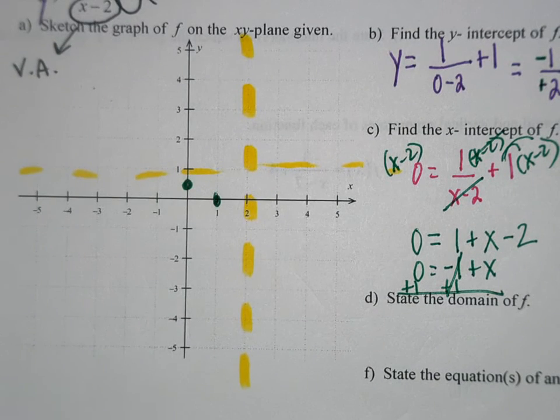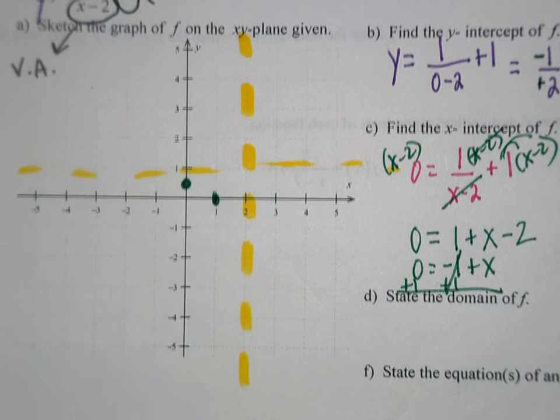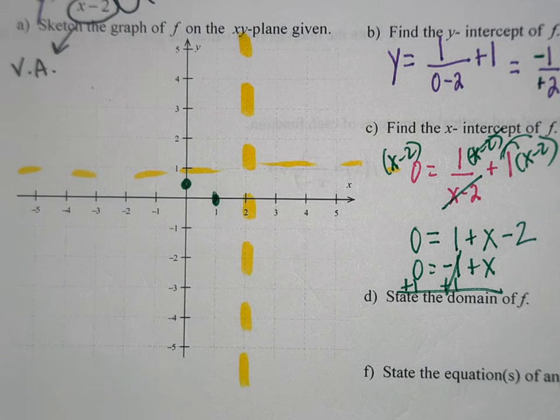Which quadrants? 3 and 2. Wait, I thought 3 and 2. No, it's 4 and 2. 1, 2, 3, 4.